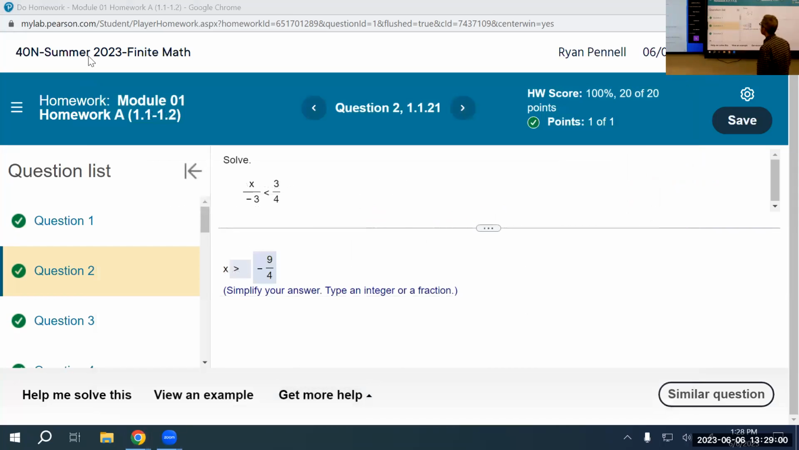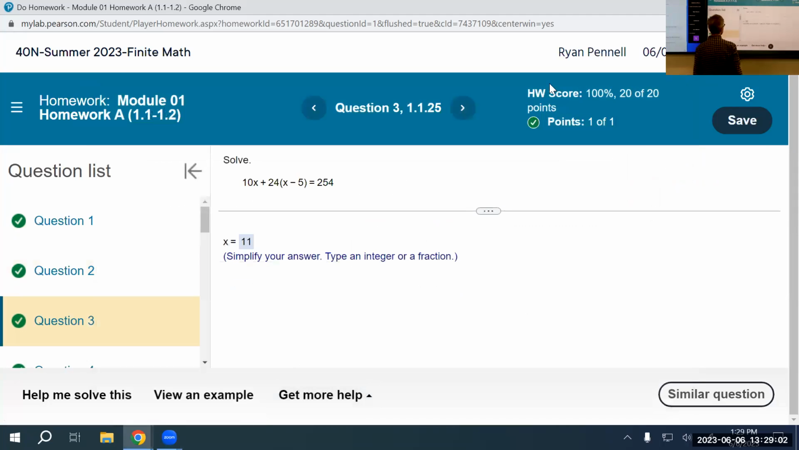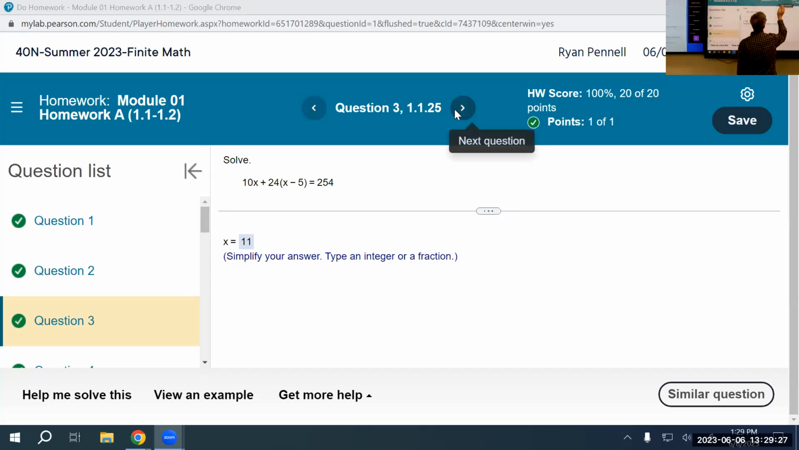Okay, well, moving right along. Let's do 3. I'm going to show 3 today. This is just an algebra expression here. We have 10x plus 24, in parentheses, x minus 5, equals 254. We're going to remember PEMDAS. We want to solve for x. That's what I'm going to try to do.